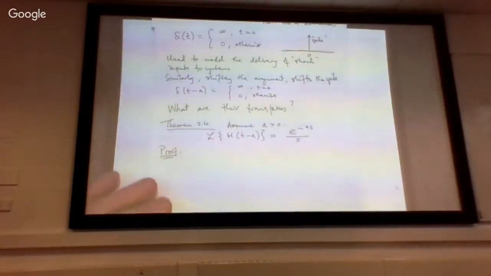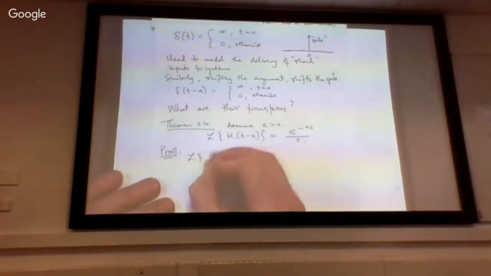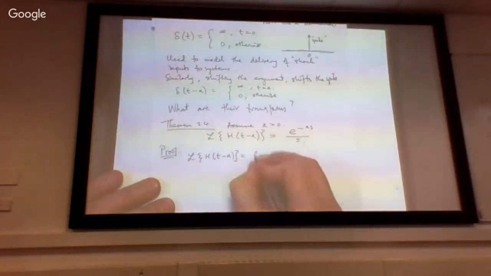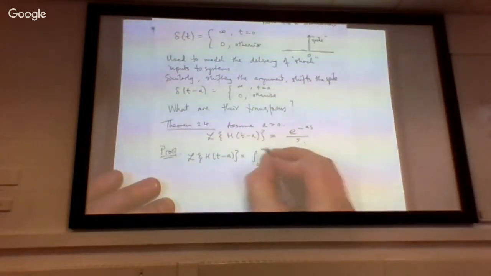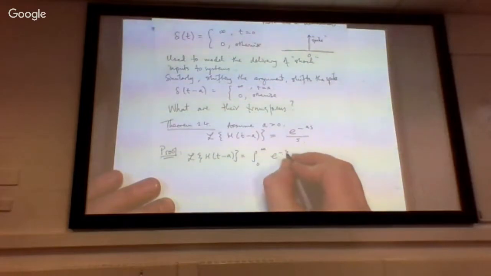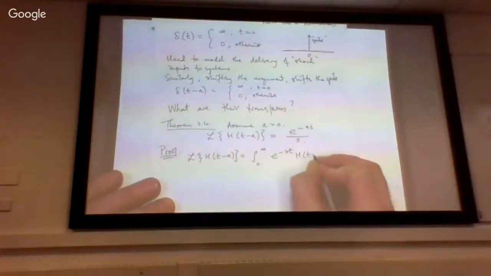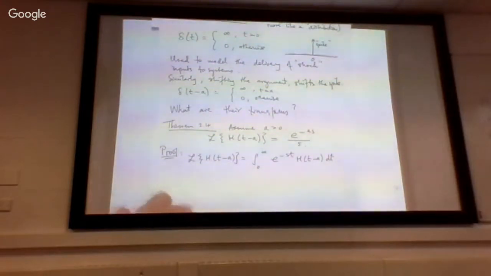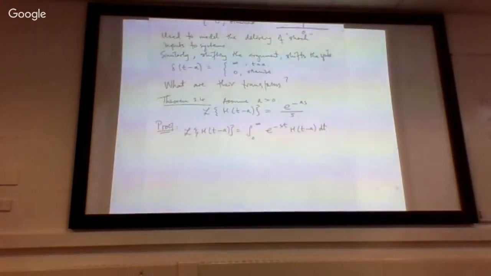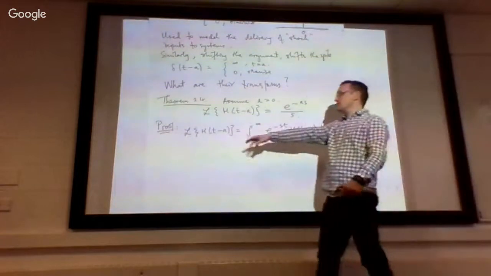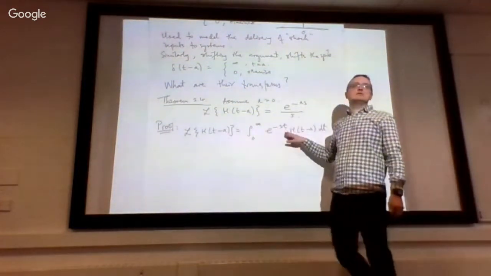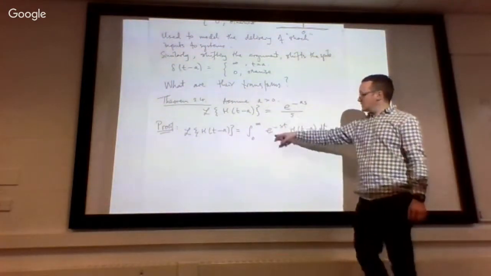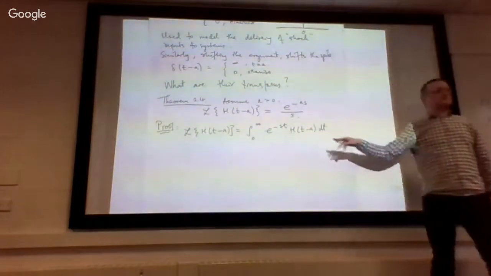But we shouldn't just believe it because I said it. We should see a proof of it. I mean, it's not really a proof, it's an application of the definition of the Laplace transform. What is the Laplace transform of h of t minus a? It's this integral. The integral of the exponential multiplied by the function.